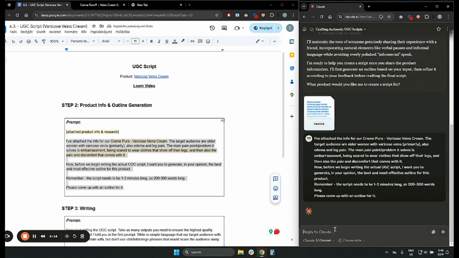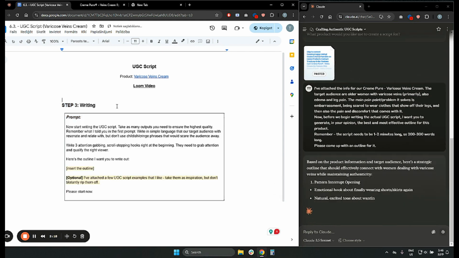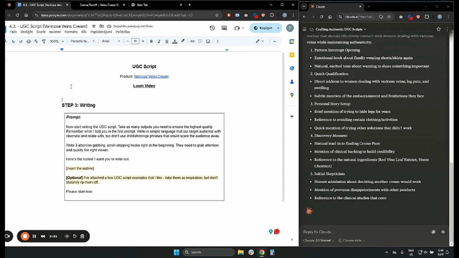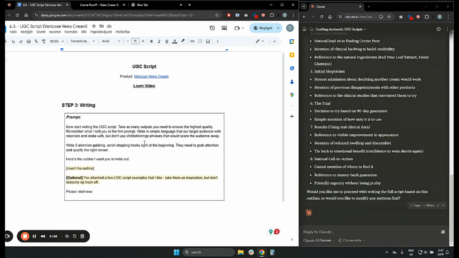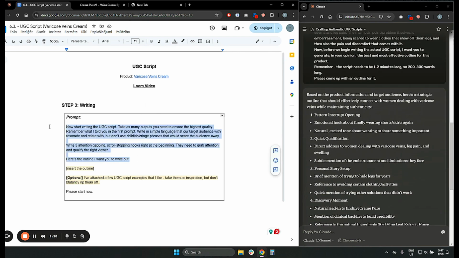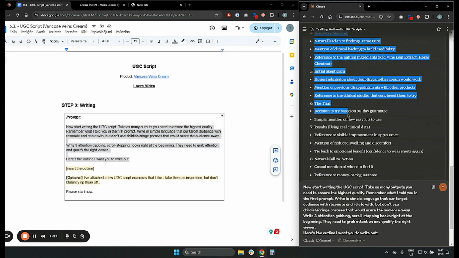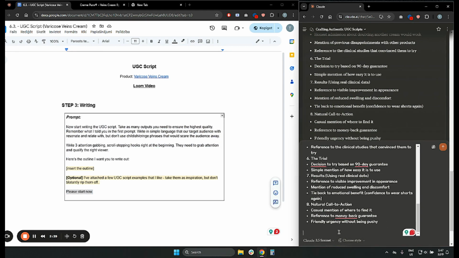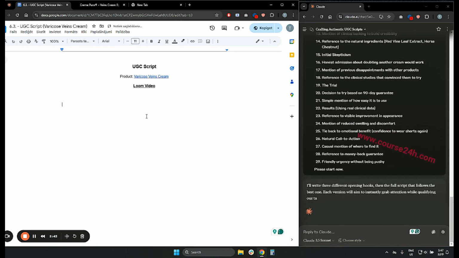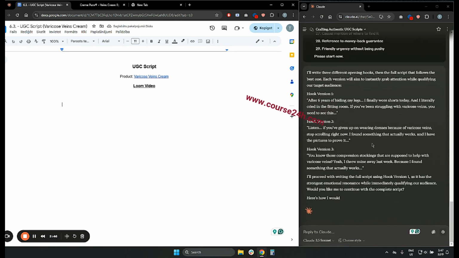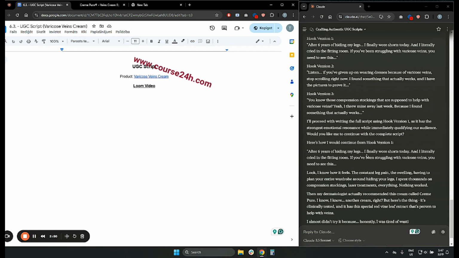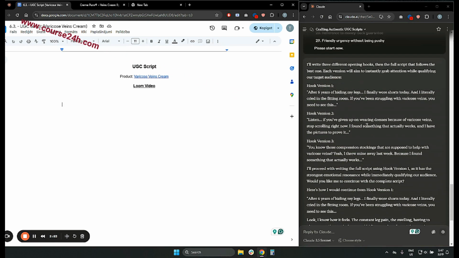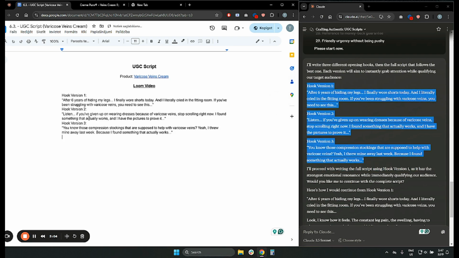Now I will ask it to generate an outline. These are all prompts from one of the lessons, by the way, on the UGC script, lesson 16, I believe. Now it gave me a complete outline, so I will use it in my next prompt. Please start now, and then it will begin writing, starting with 3 hooks. So here it provides 3 hooks. It says I'll proceed with writing the full script using hook version 1, but the other hooks we can still keep in mind.